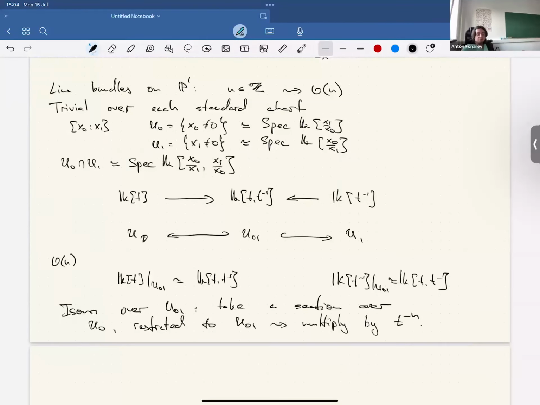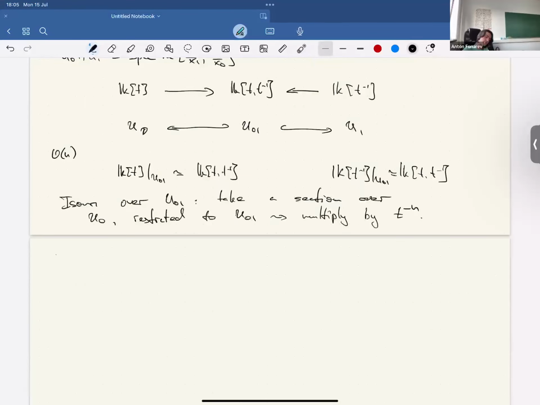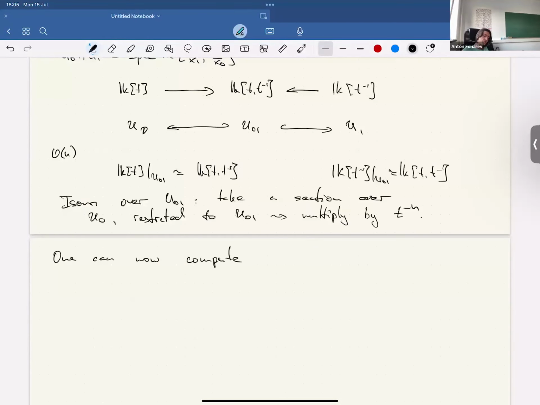Of course, multiplication by t to the power minus n is an isomorphism of the trivial module with itself, because t to any power is invertible in this ring of Laurent polynomials. Again, in this ring here, t to any power is invertible. So in particular, multiplying by t will give an isomorphism of any module with itself, in particular with the trivial module. So this helps you immediately. It helps you compute. One can now compute the global sections of this bundle O(n) on P1.